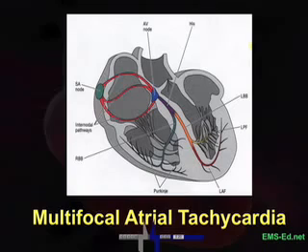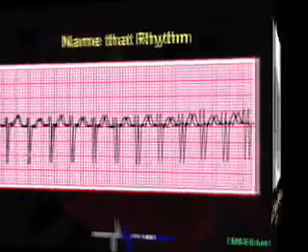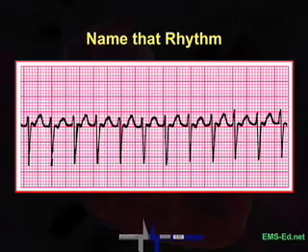COPDers own this rhythm. It is much more clearly seen in a 12 lead. And if you're trying to determine if a patient has atrial fibrillation or MAT, you're probably going to need a 12 lead. Name that rhythm.